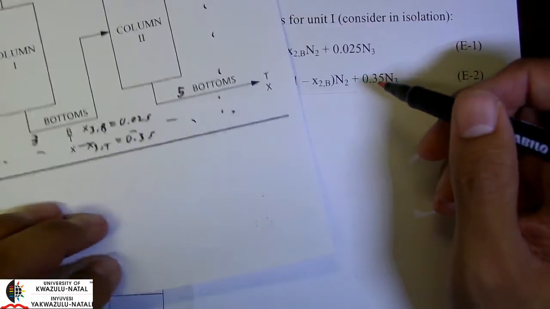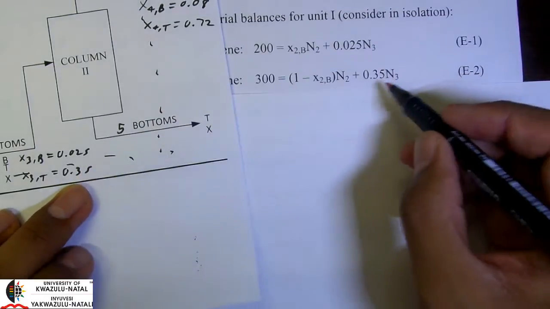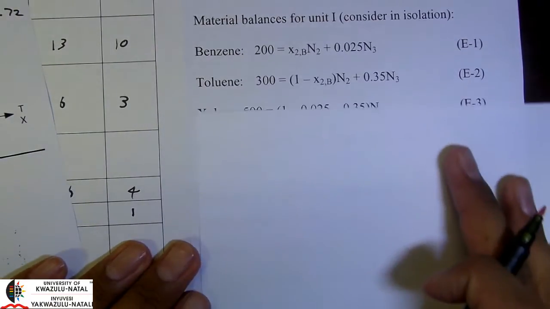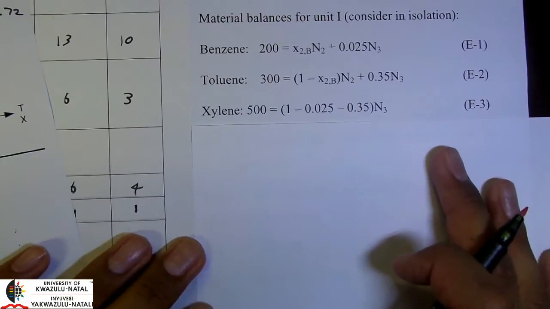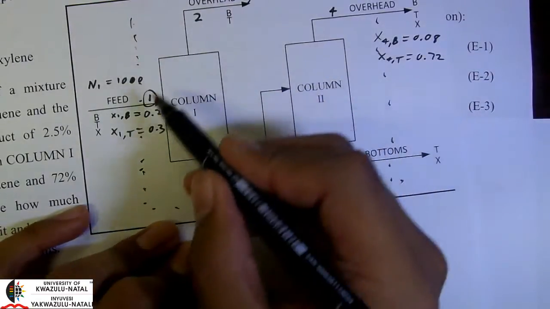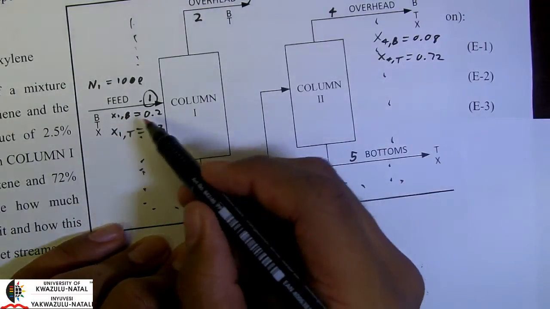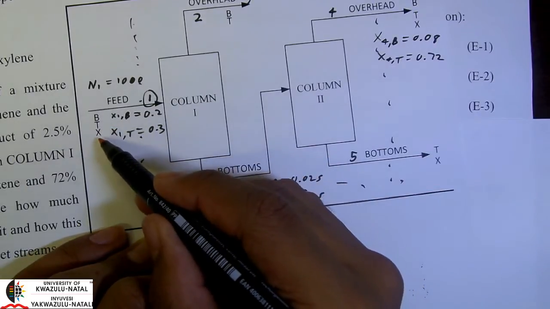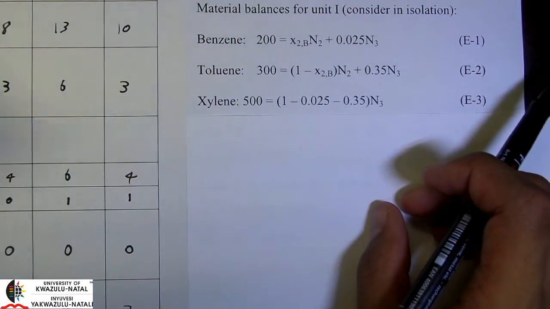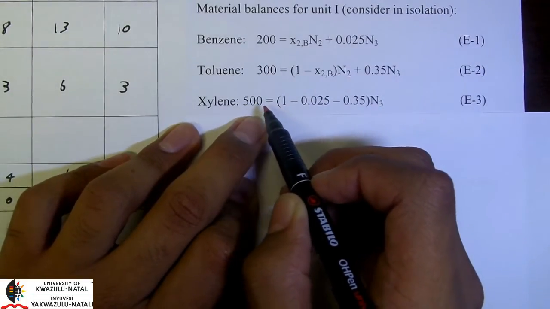And for our bottoms, we know that X3 toluene is 0.35, so that's 0.35 times N3. And then we can move on to xylene as well. Note that if X1B is 0.2 and X1T is 0.3, then by difference X1X should be 0.5, 1 minus 0.2 minus 0.3. So that's 0.5 times 1000 moles per hour. So we have 500 moles per hour of xylene coming in.